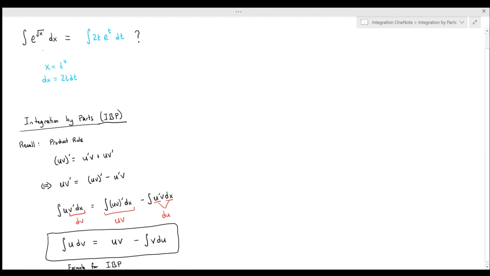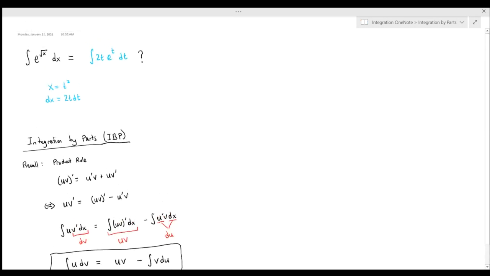So then square root of x becomes square root of t squared, which I simplify to be t. And then if x is t squared, then dx is 2t dt. So I replace the dx with a 2t and a dt. So that's a little bit of an unconventional change of variables, but that is something that we can do.